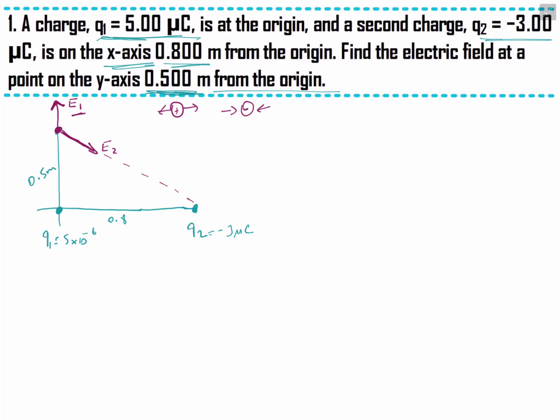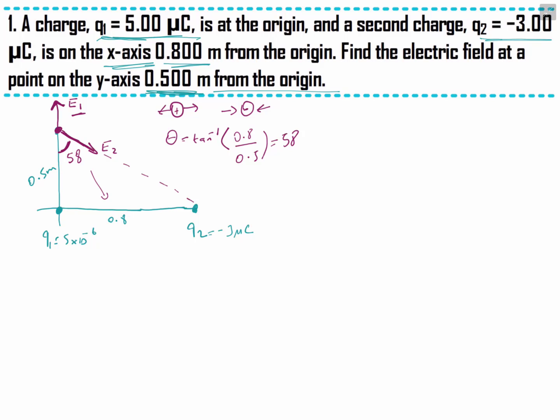To calculate the components of E2, we need to find the angle here. How can we calculate that angle? By the inverse tangent formula. Tangent inverse of opposite, which is 0.8, over adjacent, which is 0.5. So the angle is going to be 58 degrees. So this angle is 58 degrees.